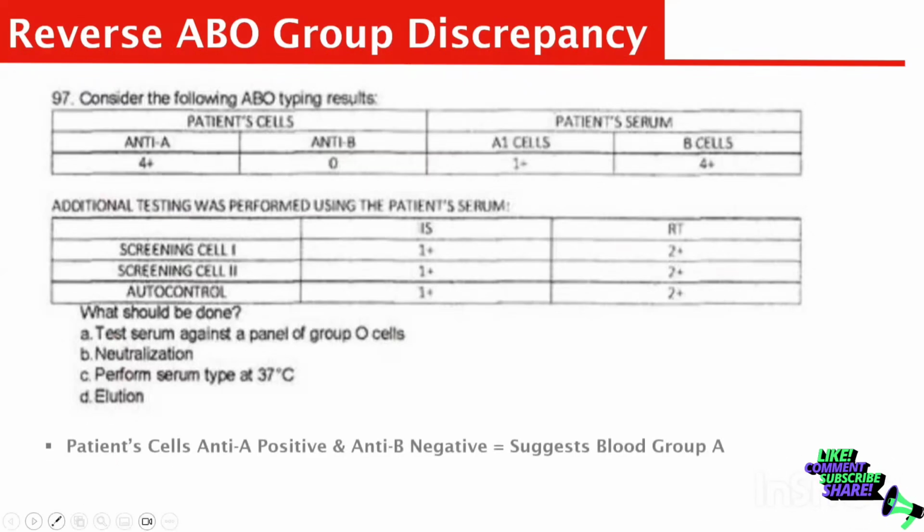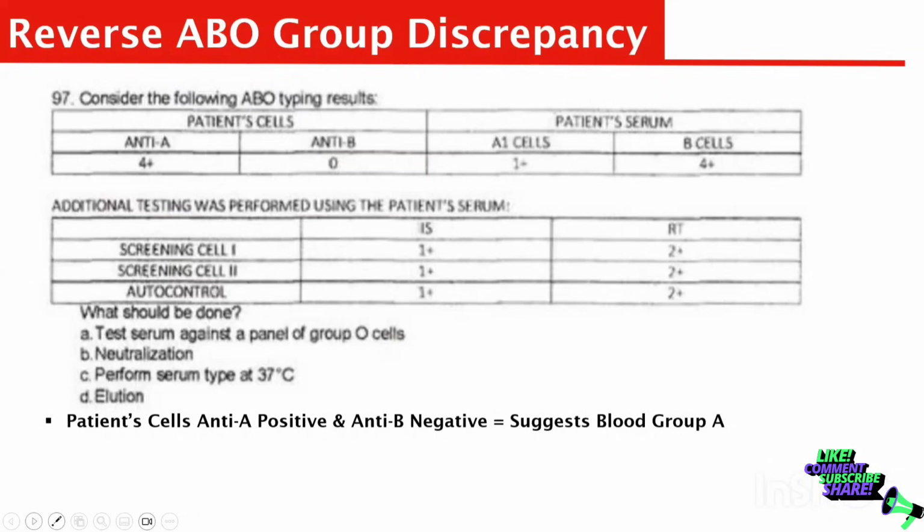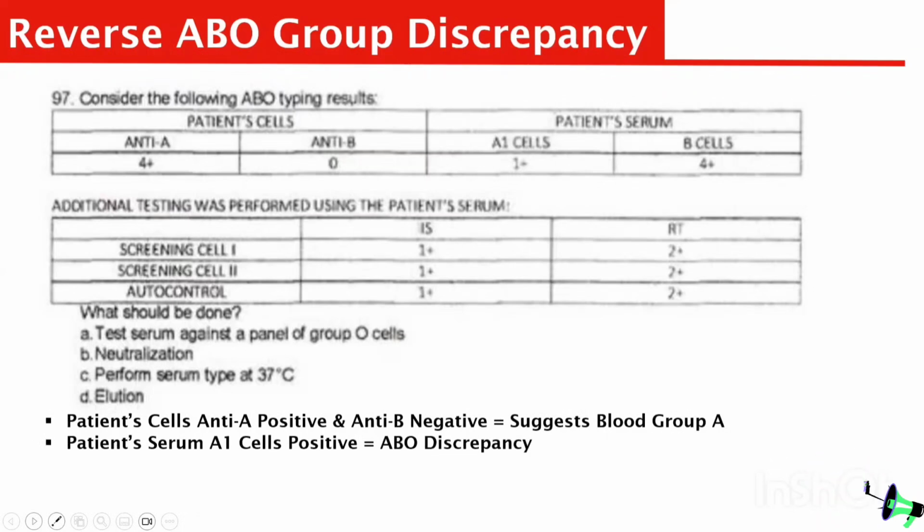Yeah, let's continue. So first of all, let's look at this. The patient cells, like I've said, are anti-A positive and anti-B negative, which obviously suggests that this is blood group A. I'd already said that, okay? Another thing we can consider is that I've also mentioned the patient serum, unfortunately, is giving A1 cell positive, and this is obviously an ABO incompatibility. That's an ABO discrepancy, okay? So that needs to be investigated.